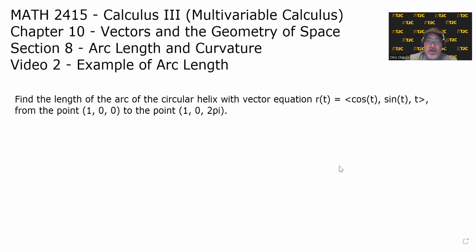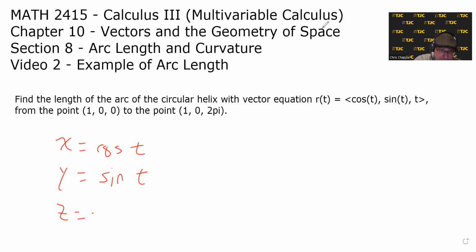Before we find this arc length, I do want to confirm that this is a circular helix, which is like a spring, if you will, by analyzing the component functions and seeing how they interact with each other. Specifically, we have x equals cosine of t, y equals sine of t, and z equals just t.